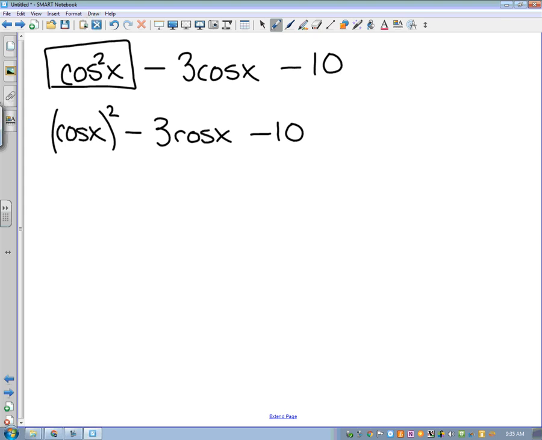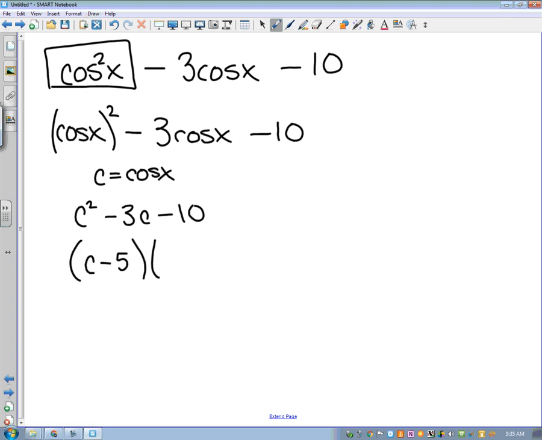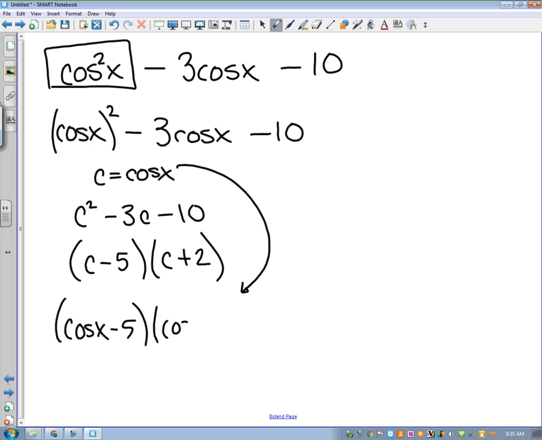You can make that substitution. I get a little lazy in trigonometry. I typically make that c equal to cos x, which means we have c² − 3c − 10. Hopefully you've done a ton of factoring up to this point. So I'm going to jump right to the factored form, which is (c − 5)(c + 2). And then the final step is to make that substitution again. And I get (cos x − 5)(cos x + 2).